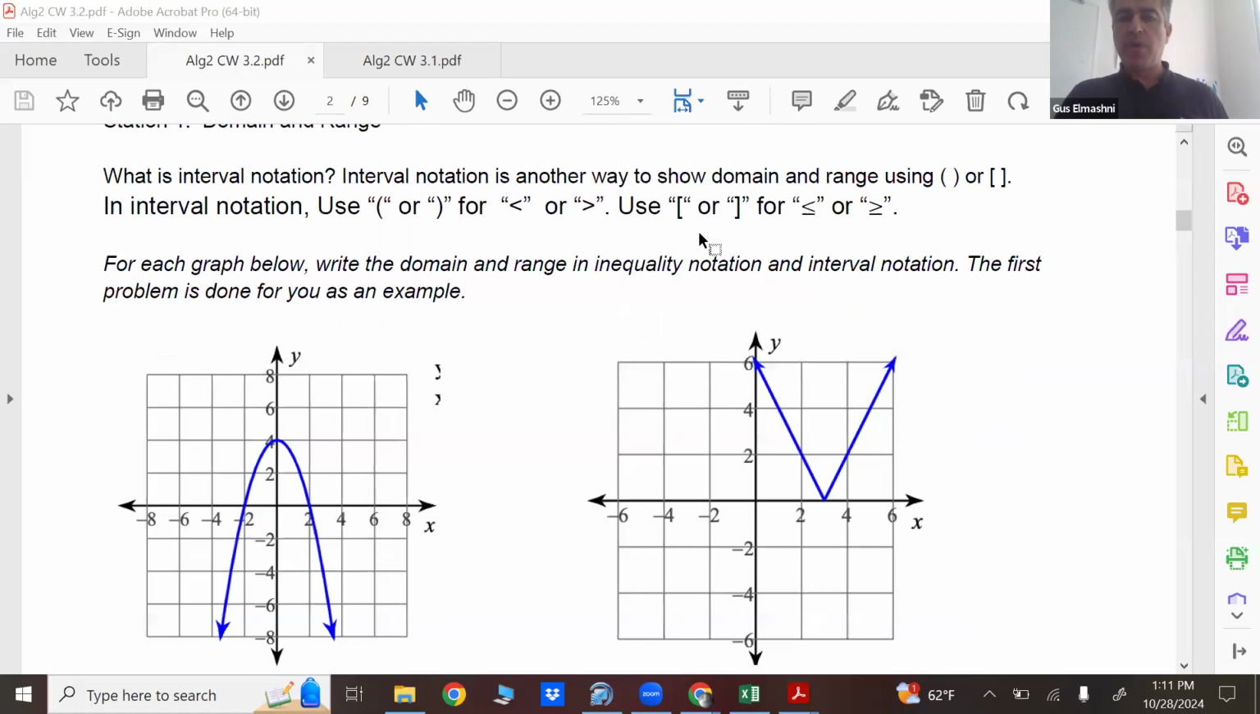Again, the brackets are for included, like less than or equal to or greater than or equal to. And the parentheses are like just less than or greater than, without being included.